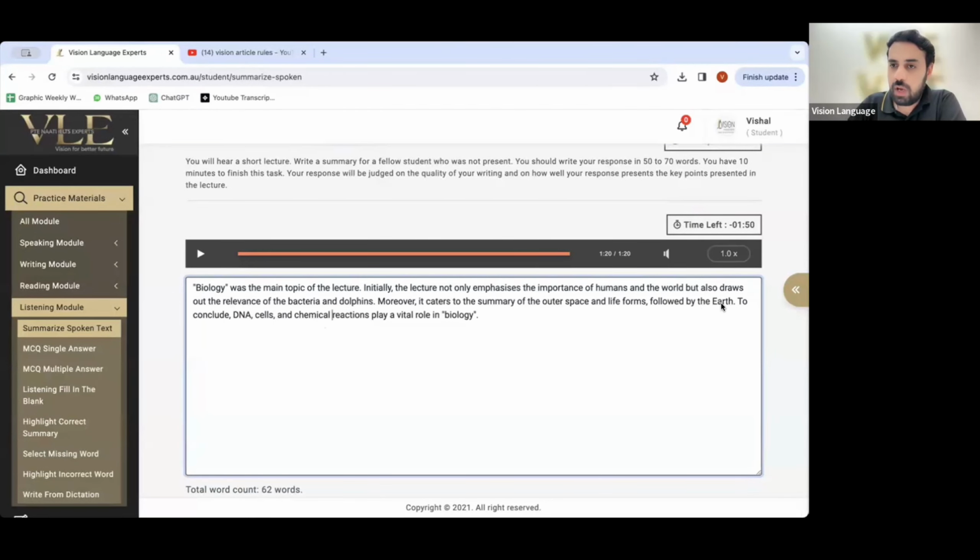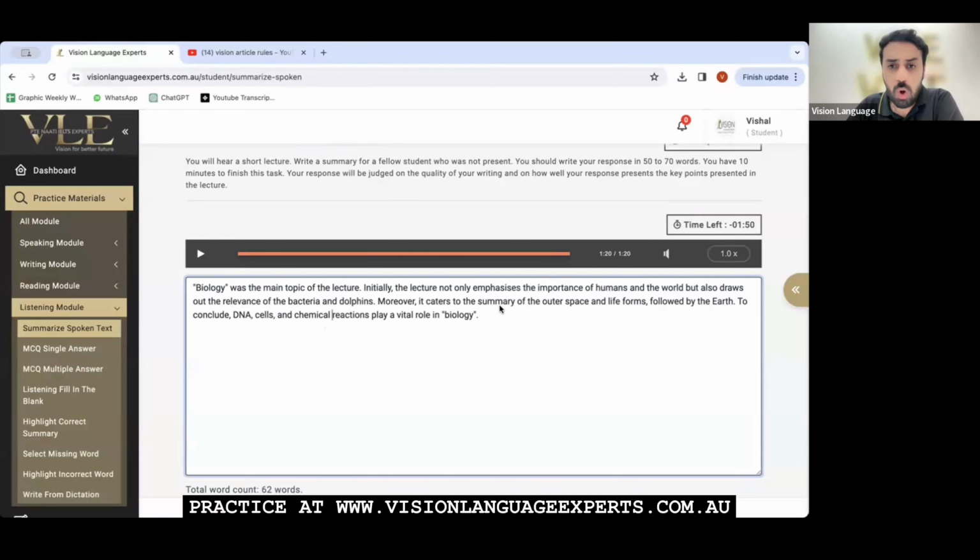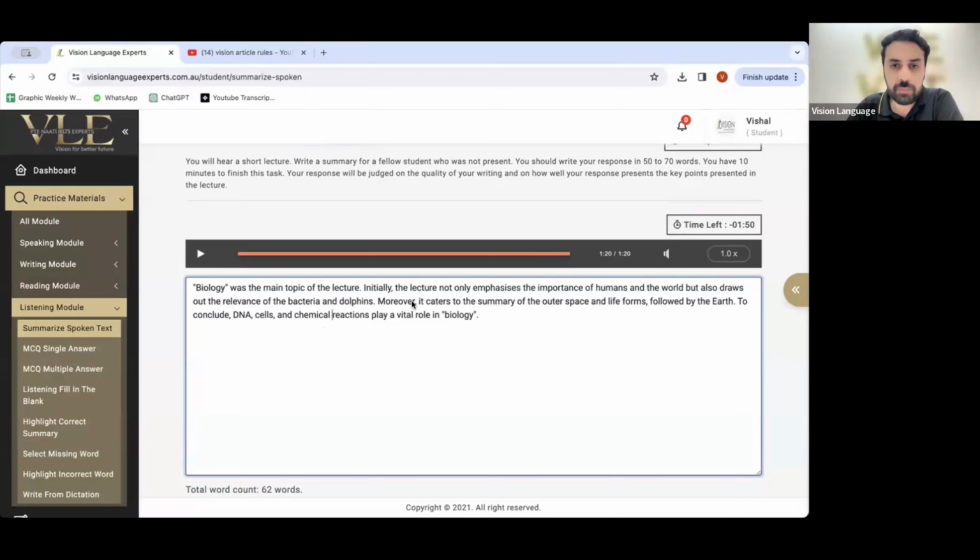Okay. Then earth, the by followed, comma, forms, life, and space, outer the of summary, the to caters it. Moreover, dolphins and bacteria, the of relevance, the out draws also, but world, the and humans of importance, the emphasizes, with S, not with Z. Only not lecture, the initially lecture, the of topic main, the was biology. Again, really important to read it backwards, because when you read from top to bottom, sometimes you get carried away with the flow and sometimes you tend to miss, okay, the common mistakes.